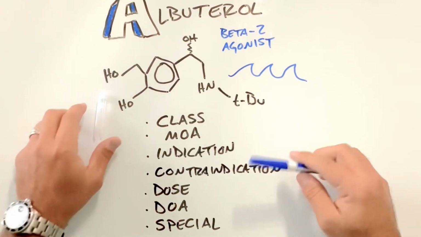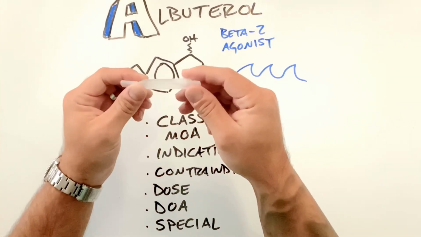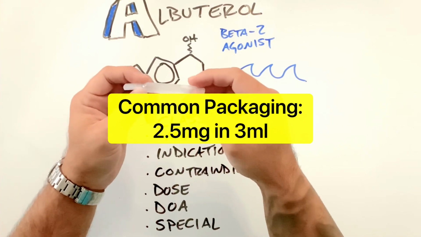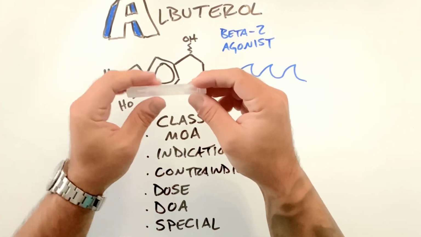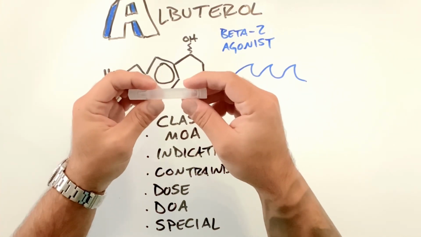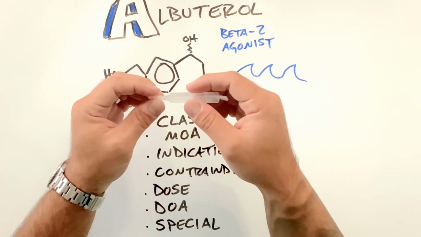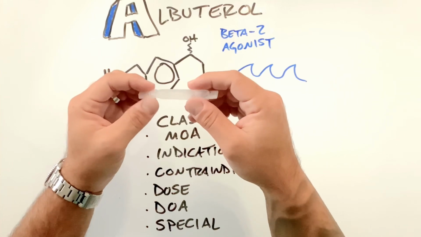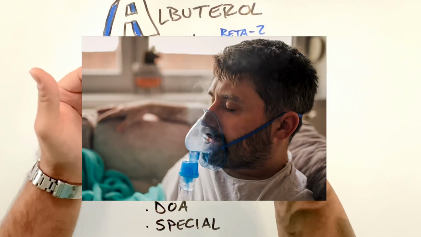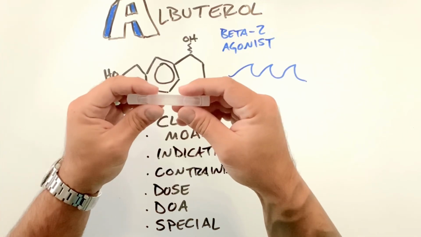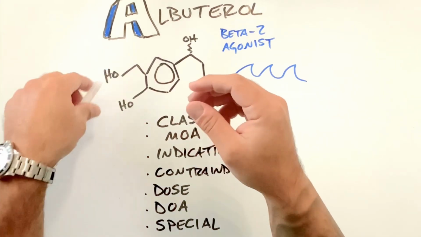Albuterol comes packaged, typically in EMS, as 2.5 milligrams of albuterol in 3 mLs of normal saline. This is placed into the chamber of our nebulizer. We add 6 to 8 liters of oxygen and deliver it as the patient inhales. It's absorbed through the alveoli and distributed, and hopefully helps them with their bronchospasm and bronchoconstriction.